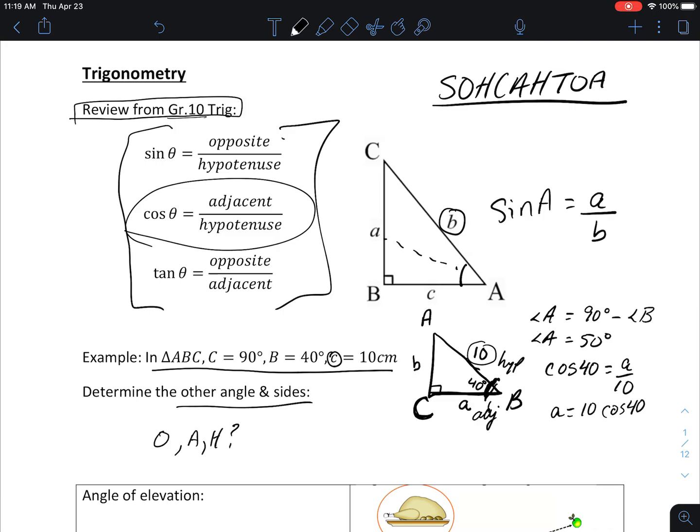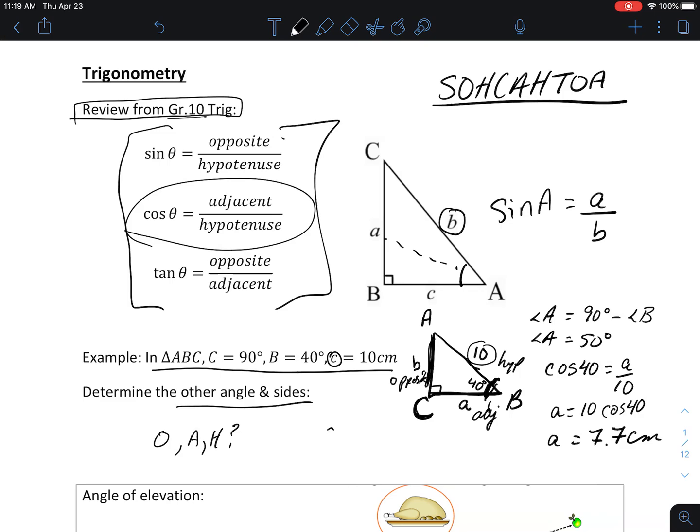And so if you put this in your calculator, remember that you want to be in degree mode. So make sure you're in degree mode, that's very important. And 10 cosine 40 is 7.66. So I'm going to round that up to 7.7 centimeters.